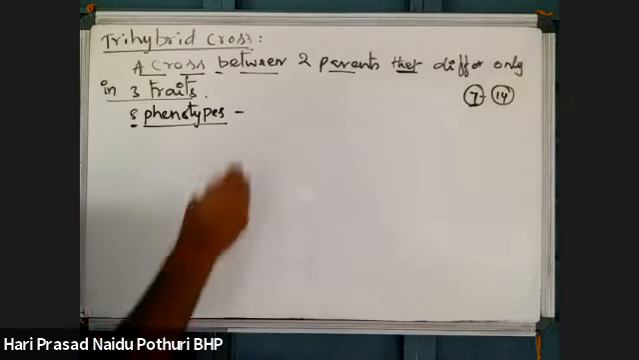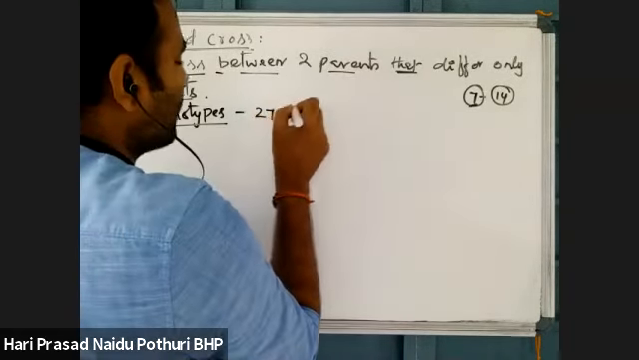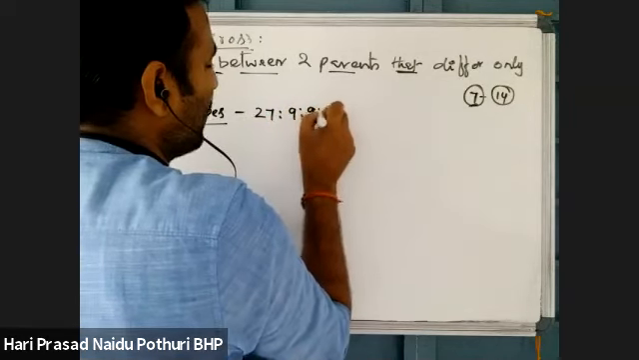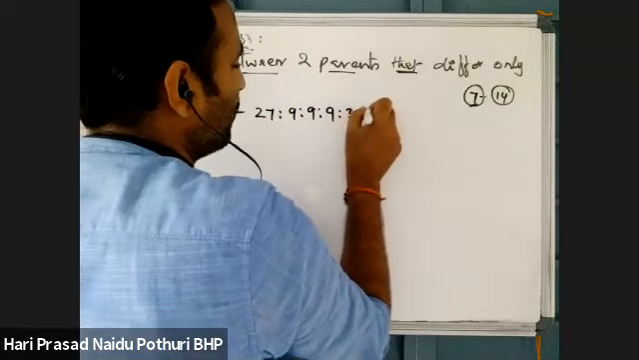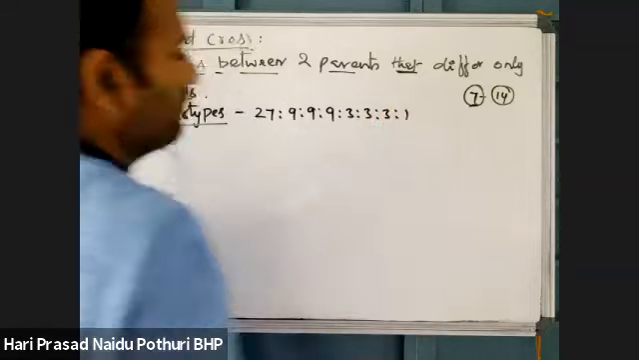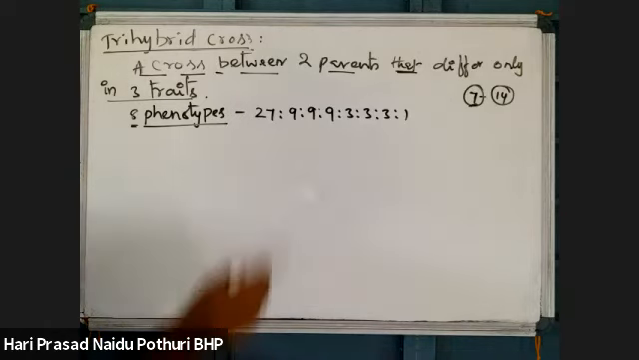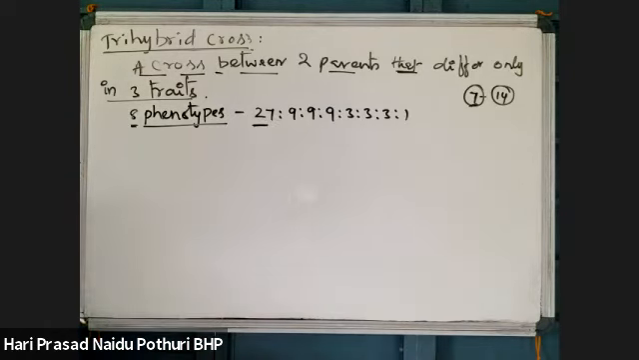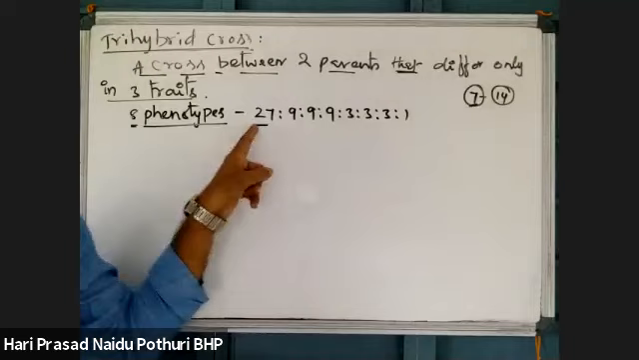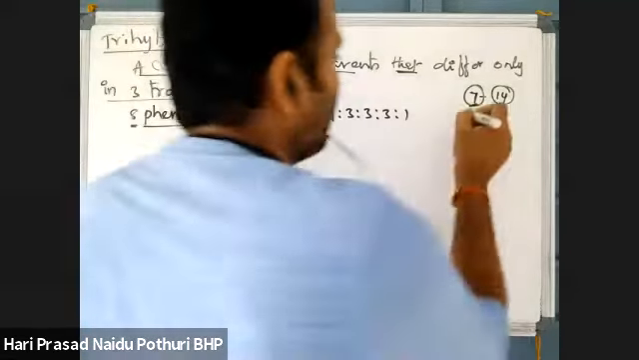The ratio is 27:9:9:9:3:3:3:1. This is the phenotype ratio. Here, more genotypes are possible. A total of 64 are possible. I told you in the previous class.